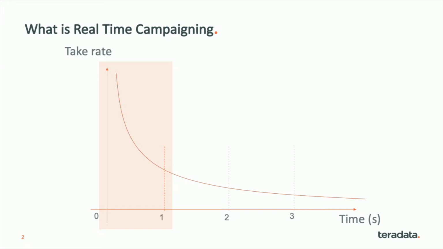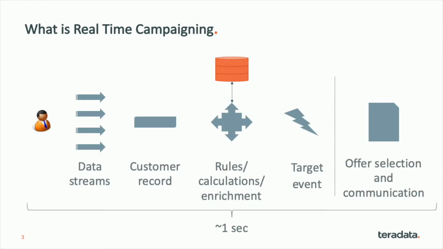If you look at this graph, you can see time in seconds and response time or take rate. The better take rate will be in the first 1, 2, or 3 seconds of the customer action. Yep, you can react in this time. So let's enlarge our segment of 1 second. What should we do? We have too much work to do in 1 second.